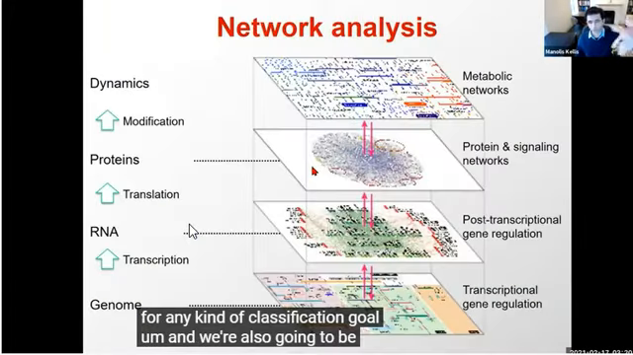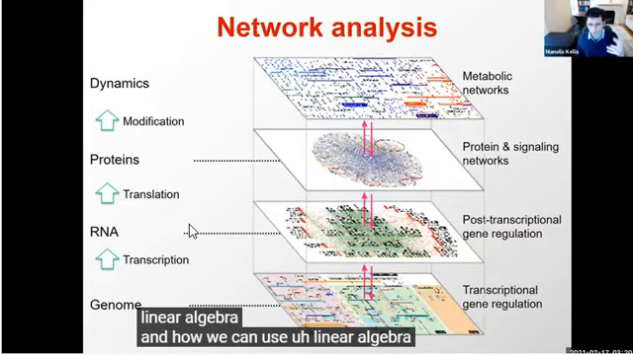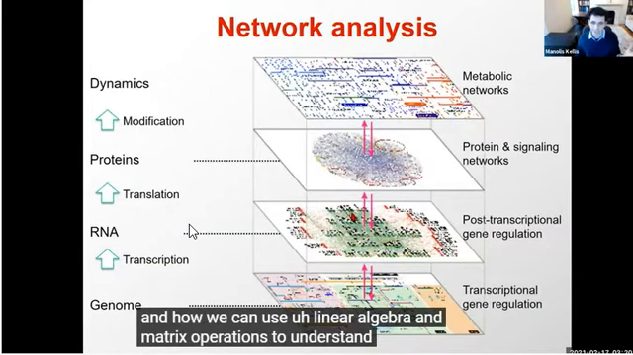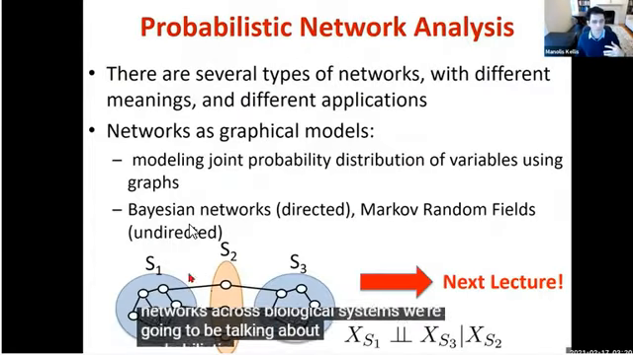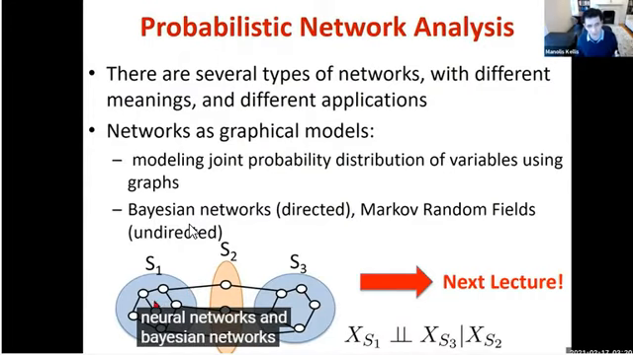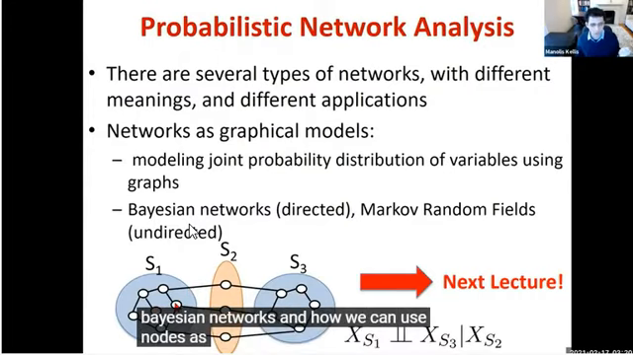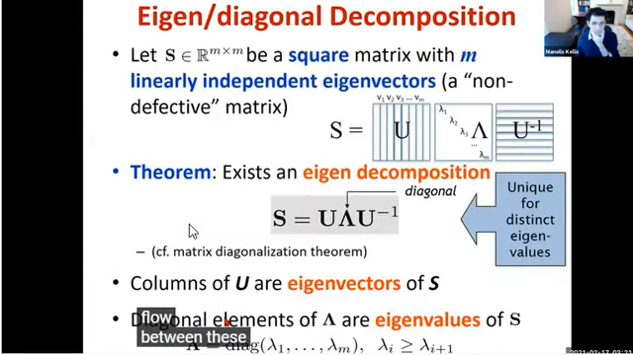And we're also going to be looking at linear algebra and how we can use linear algebra and matrix operations to understand networks across biological systems. We're going to be talking about probabilistic networks and graphical neural networks and Bayesian networks, and how we can use nodes as probabilistic variables and edges describing the mutual information or constraints between the information flow between these edges.